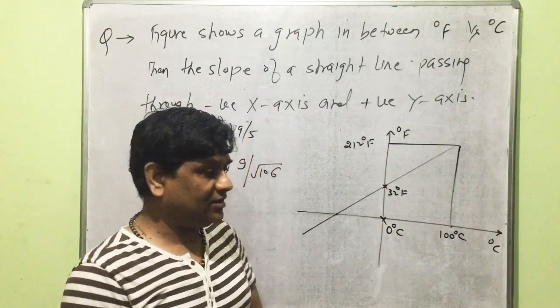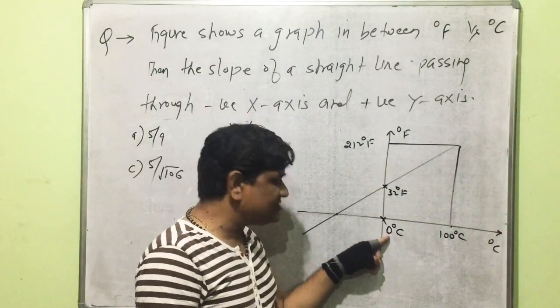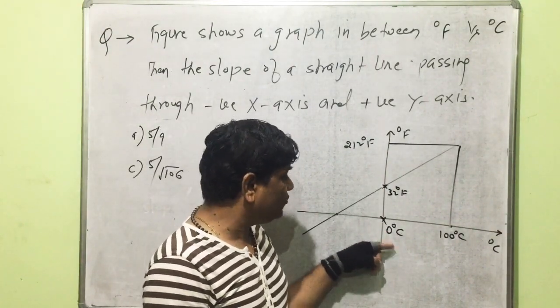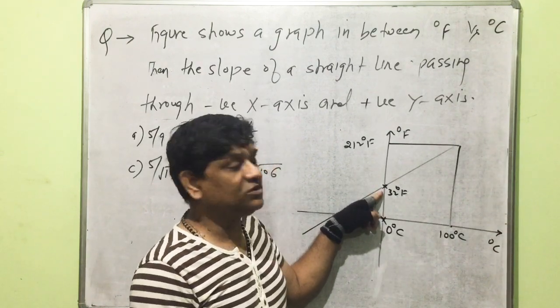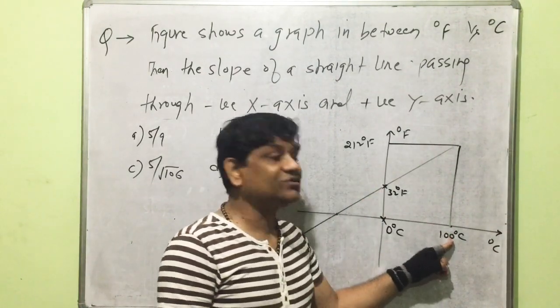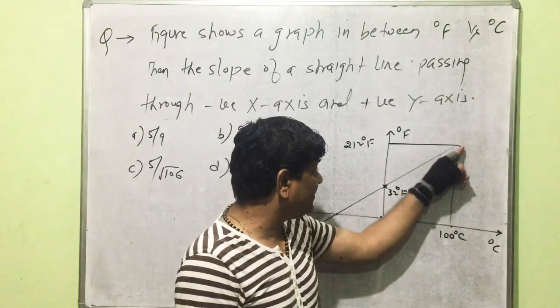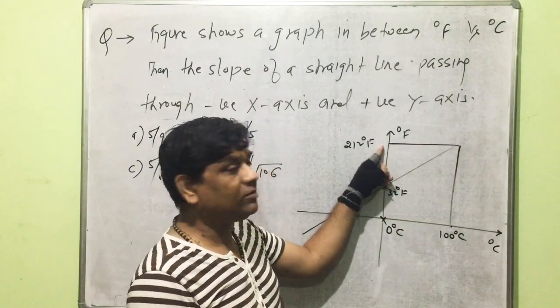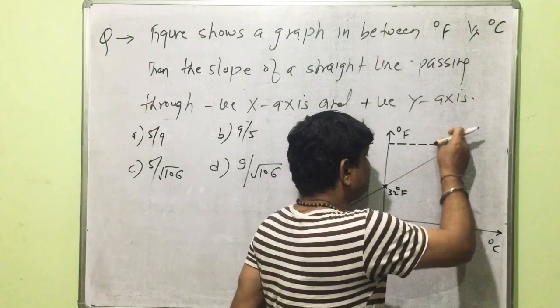212 degrees Fahrenheit. I repeat again, when the lower fixed point on the centigrade scale is 0, then the lower fixed point on the Fahrenheit scale is 32 degrees Fahrenheit. When the upper fixed point on the centigrade scale is 100, the upper fixed point on the Fahrenheit scale is 212 degrees Fahrenheit.